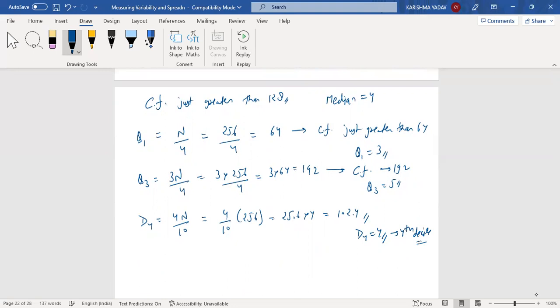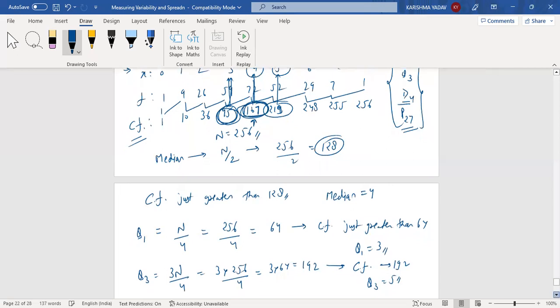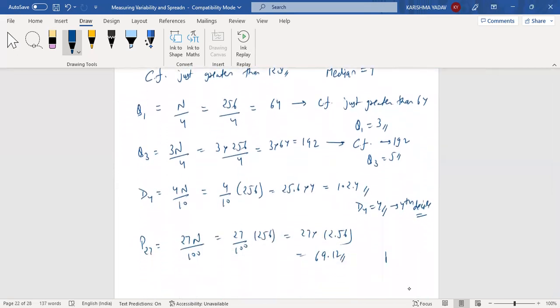Now we are going to find P27, that is the 27th percentile. For that we calculate 27n by 100, that is 27 by 100 into 256, which equals 27 into 2.56, that is about 69.12. Now look at the CF just greater than 69.12, that is 95. The value corresponding to this is 3. So we got P27 equals 3.